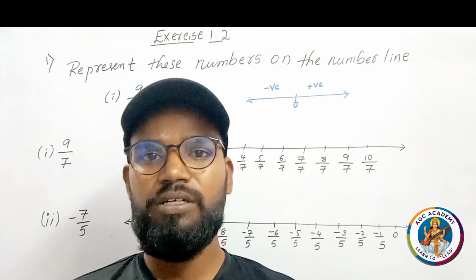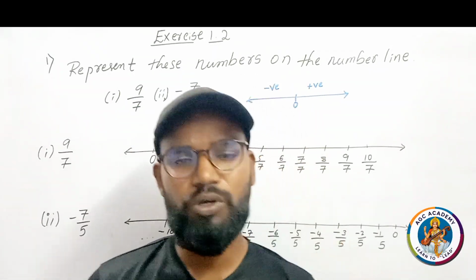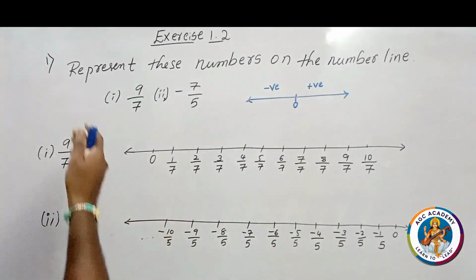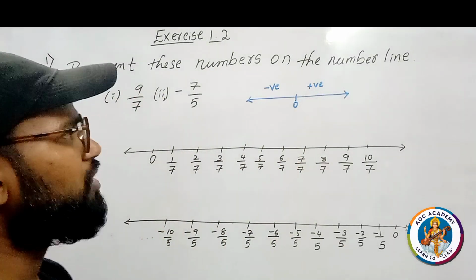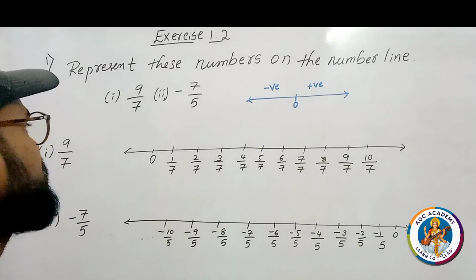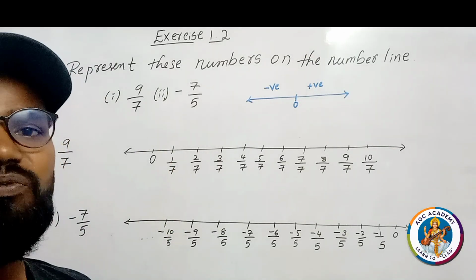So today we are going to discuss exercise 1.2, first bit problem. What is the first bit here? Represent these numbers on the number line. What are the numbers given here? Two rational numbers are given, that is 9 by 7 and minus 7 by 5.